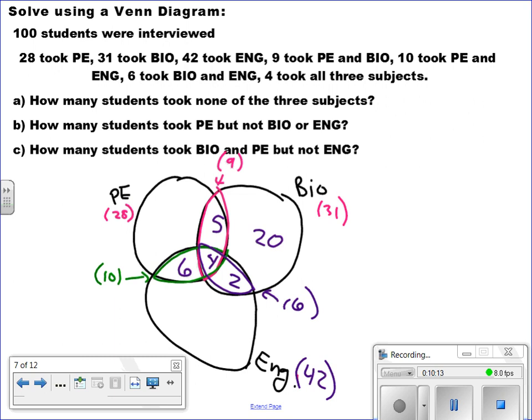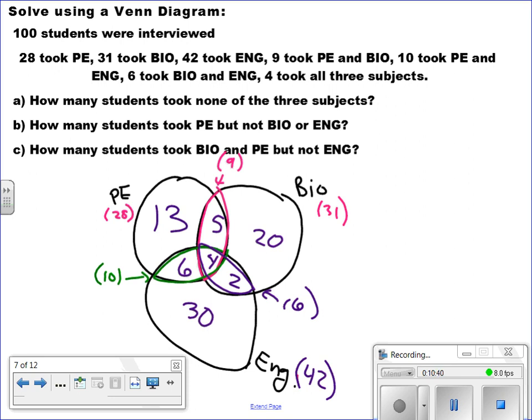All right, let's go to our English circle. We need 42, and we have 2, 4, and 6. We have 12. We need 42, so that's going to be 30. And then our last one. For PE, we need 28. We already have 5, 4, and 6. So we already have 15, and we need 28. 13? Woo! Our Venn diagram's complete.